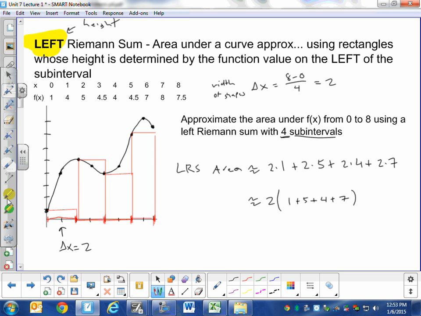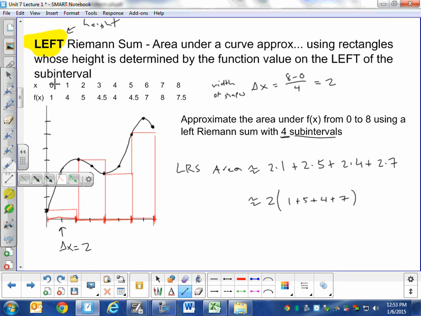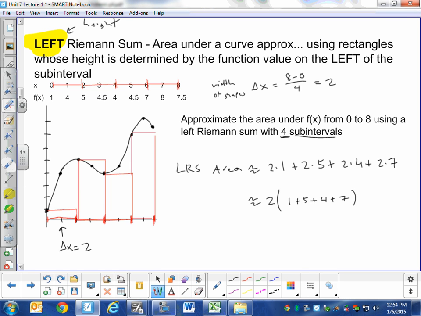This also could be seen if you used your table. You could separate the intervals using your table by using your subintervals here. So 0 to 2, 2 to 4, 4 to 6, 6 to 8. And then you could say, oh, the leftmost function values, 1, 5, 4, 7. Those are my heights. Okay, so 7 plus 4 is 11, plus 5 is 16, plus 1 is 17, times 2 is 34.